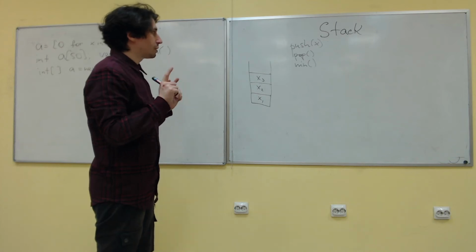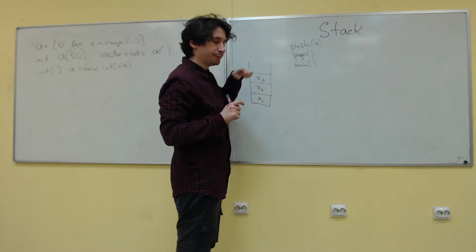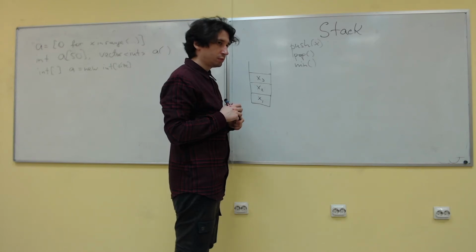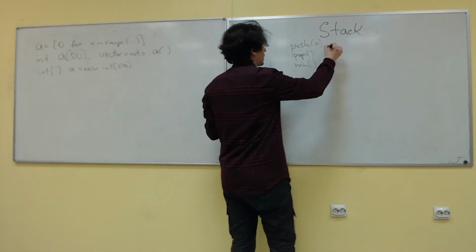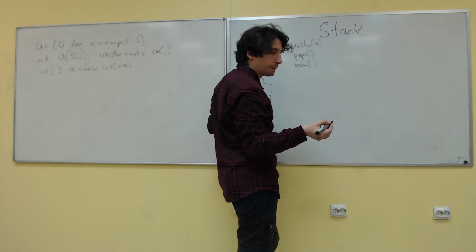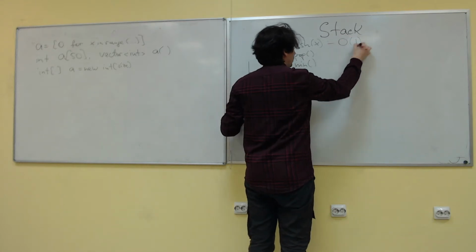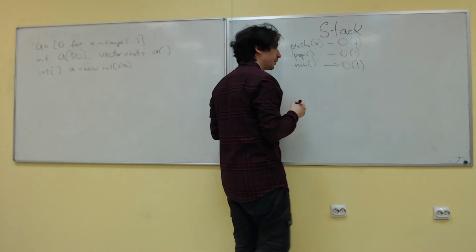The first question is, by the way, simple. What is the complexity of these operations of push and pop? It's constant? Yeah, it's constant. What is constant in terms of big O? O of 1. Yeah, O of 1. Okay, great. So this is O of 1, this is O of 1. Now I want the minimum to also be O of 1.